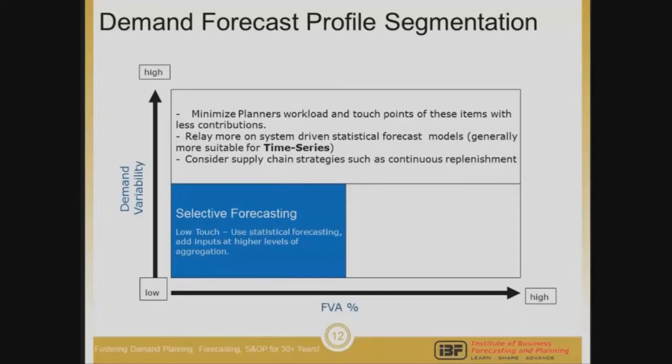Because what we found through forecast value add and looking at this metric is you're not adding value. You can take that time and apply it to other items and get a better return, and allow the system to generate the forecast for this. And that's why I say these are the low-touch items. You don't want to spend time proportionate to the amount of revenue on these items.